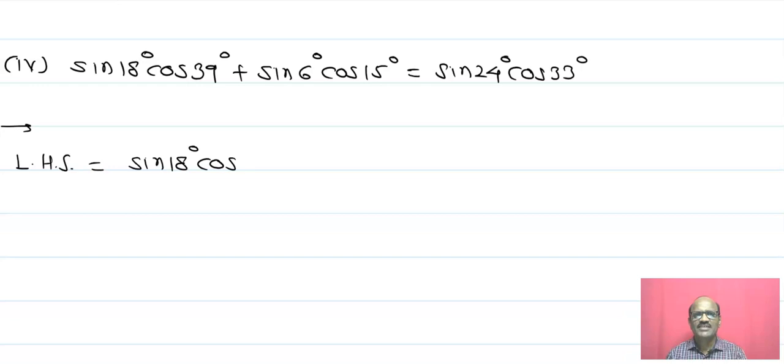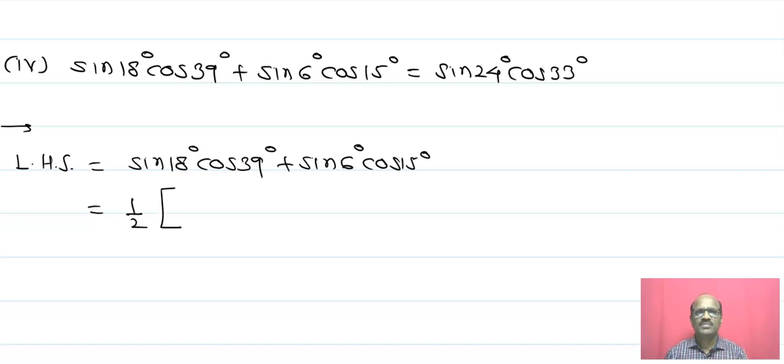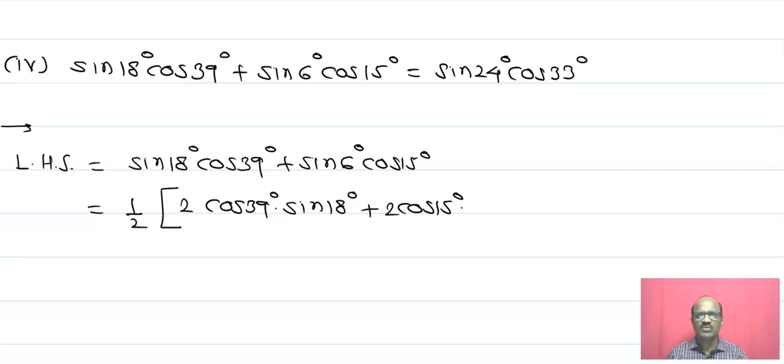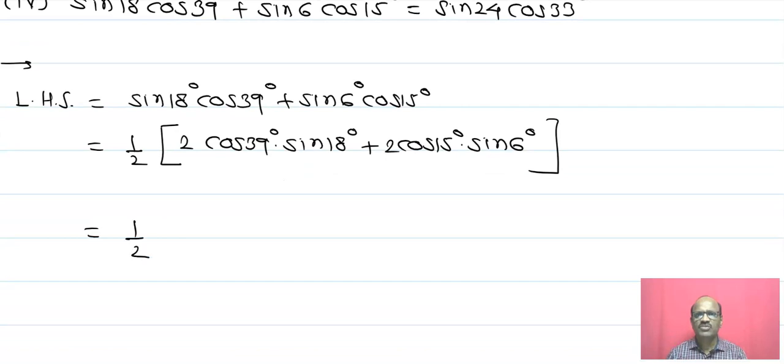Now consider the LHS. That is sine of 18 and cos of 39 plus sine of 6 cos of 15 is equal to sine of 24 and cos of 33. Now see this here. Adjust the numerator and denominator by the 2. Consider the LHS, that is 1 upon 2 in bracket, 2 cos of 39 into cos of 18 plus 2 times cos of 15 and sine of 6.